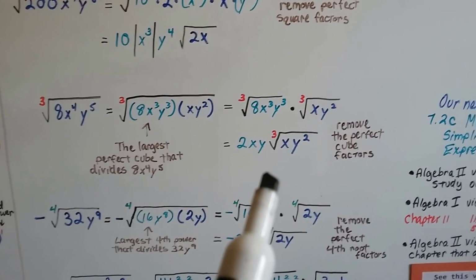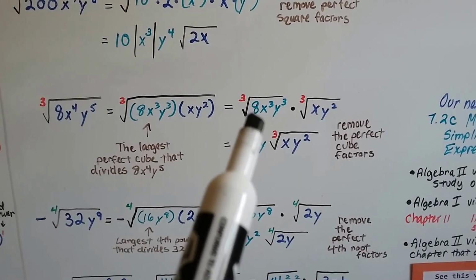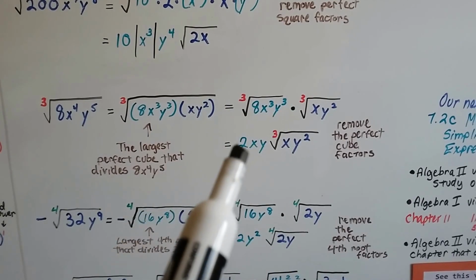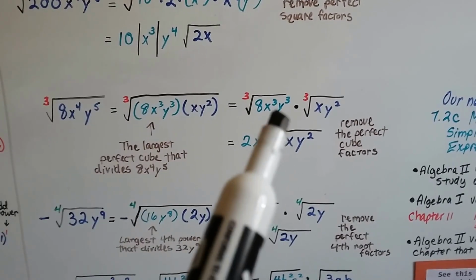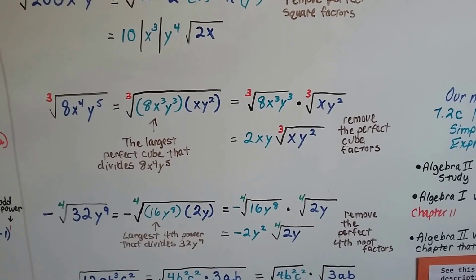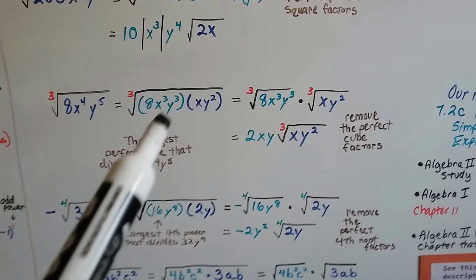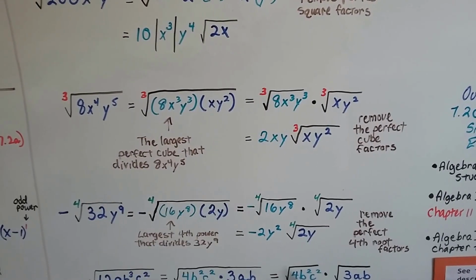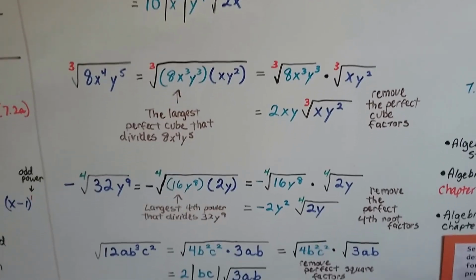We're going to remove the perfect cube factor, this 8x to the 3rd, y to the 3rd. See, they're all to the 3rd. And that's going to give us 2xy times the cube root of xy squared. See? We just set all of these to be 3 like that one, so we could remove the radical sign, see? And just make it a 2xy.